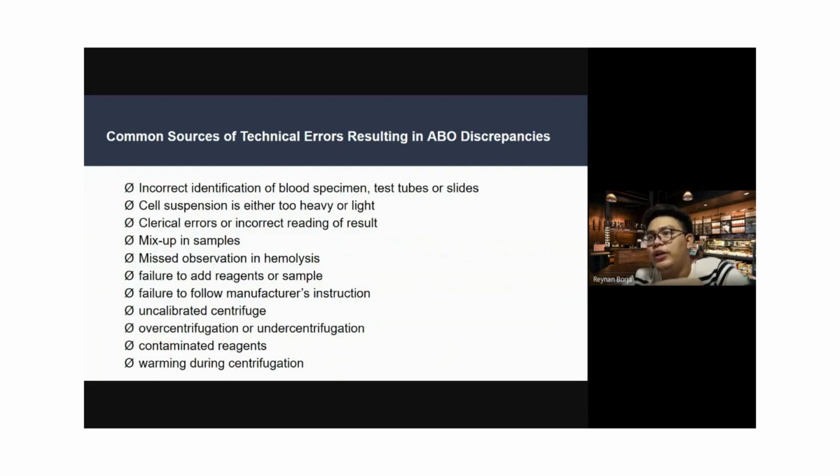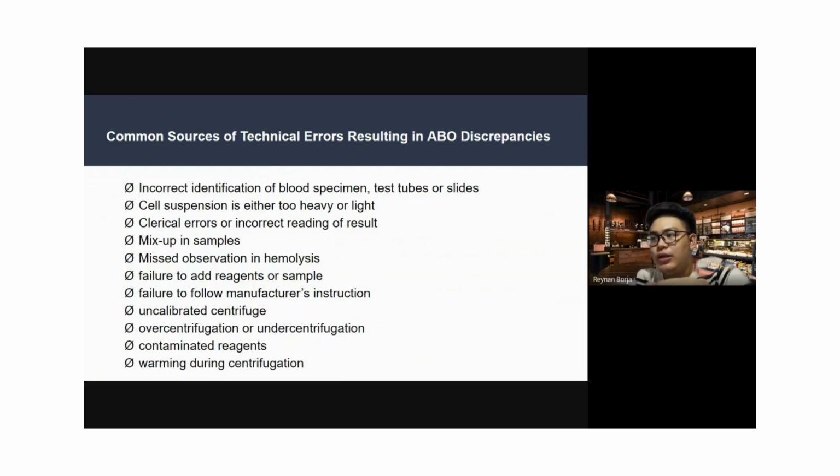Clerical errors or incorrect reading of result. For example, 4 plus yung anti-A. Nabasa mo siya as negative. Tapos doon sa reverse, mayroong 4 plus si known B cells. So, dapat A positive siya. Tama? Ang nangyari is, nabasa mong mali yung anti-A. Ganun. Next, mix up in sample.